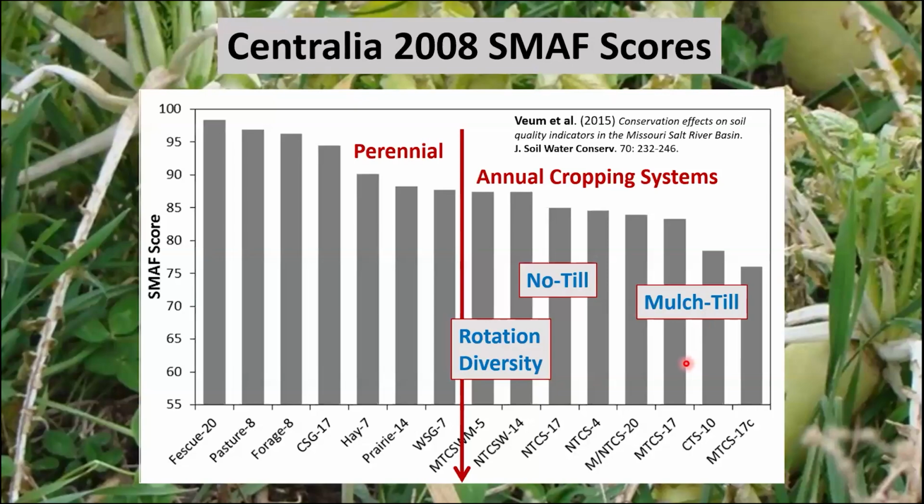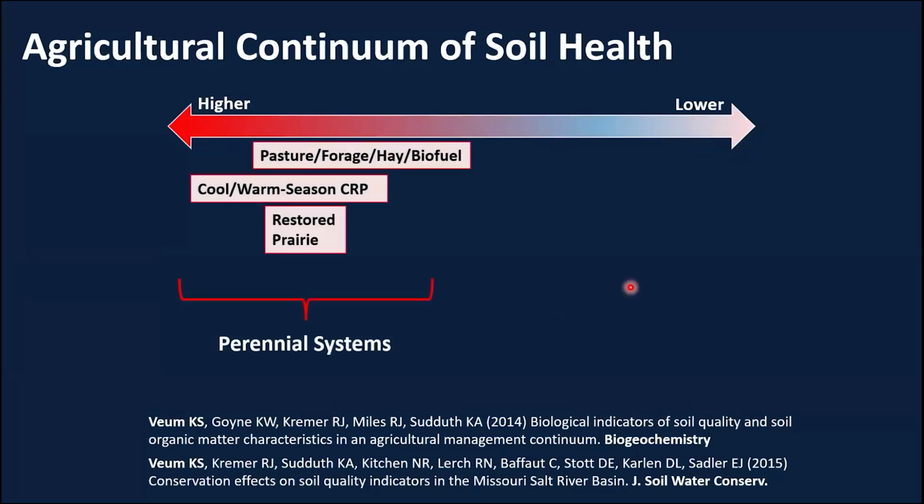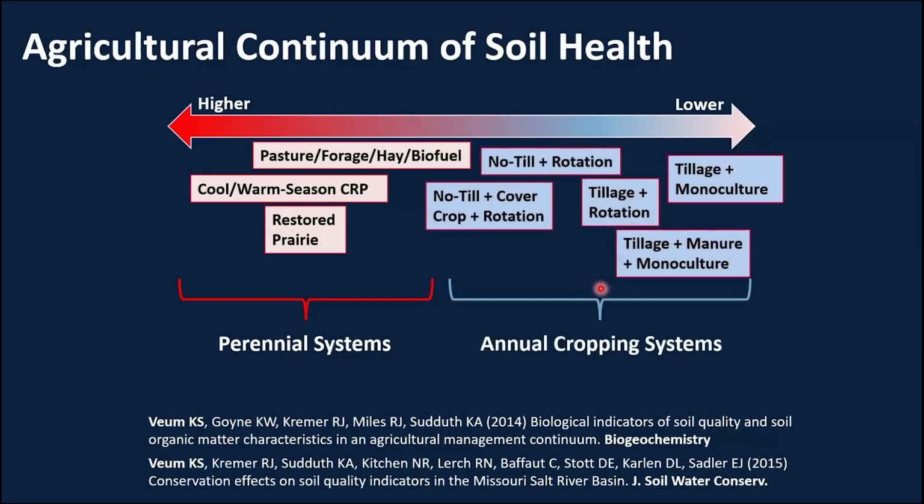In this next part, we're going to look at the same data, but more as a continuum. We have our higher soil health, SMAP, nutrient fertility scores over here, and our lower ones over in this area. In our perennial systems, we already saw this: our cool and warm season grasses, our pastures and forages, our hays, restored prairies. Then we look at the part focused on annual cropping systems. What's interesting to me is that when we do no-till plus cover crop plus rotation, these are the ones that are doing the best.